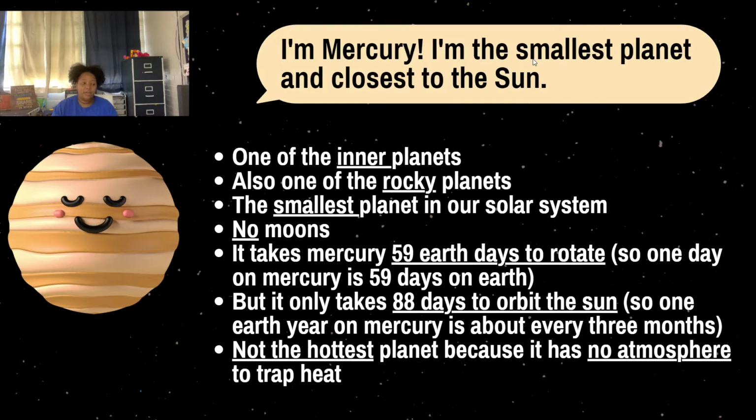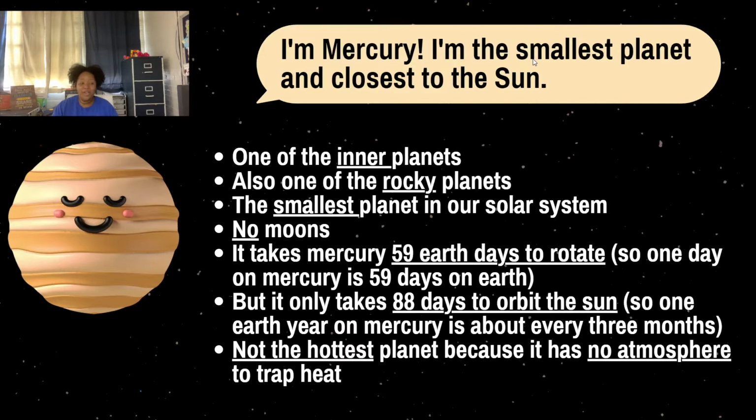And it takes Mercury 59 Earth days to rotate. So 1 day on Mercury is like 59 days. That's almost 2 months on Earth. So imagine a school day on Mercury. Whew, you guys would not be happy.